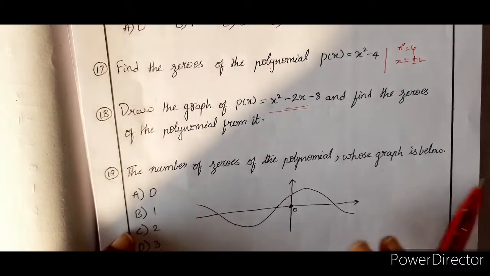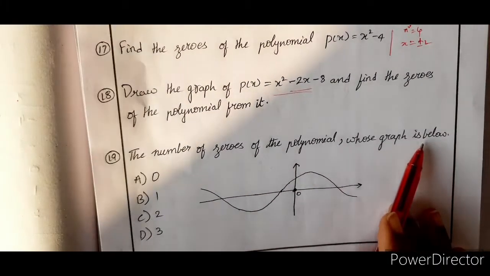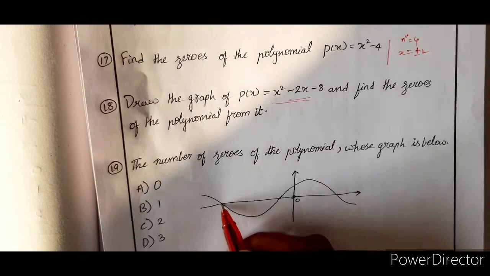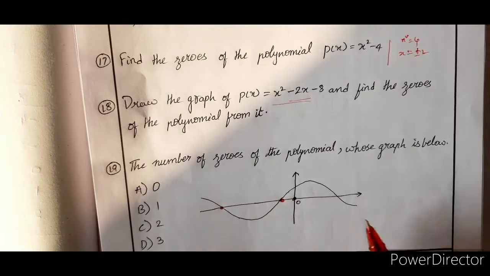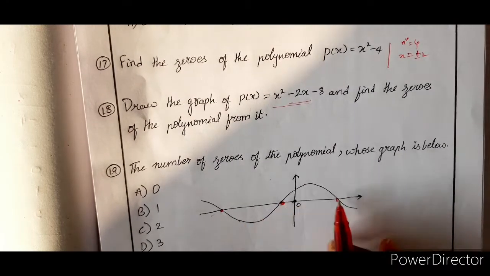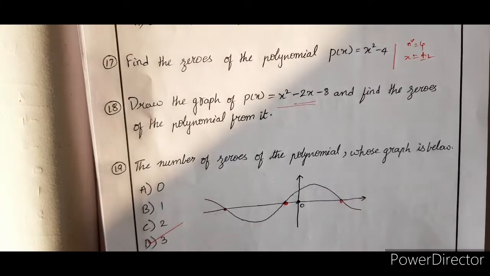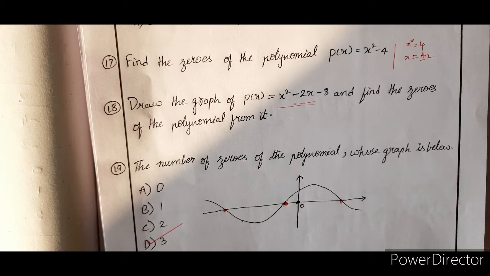Right. Now number of zeros of the polynomial whose graph is below. So how many times is it intersecting the x-axis? At 3 places it is intersecting. So number of zeros are 3.